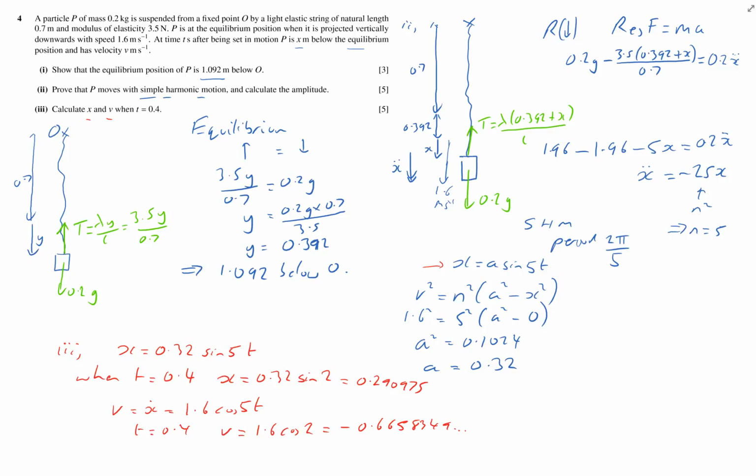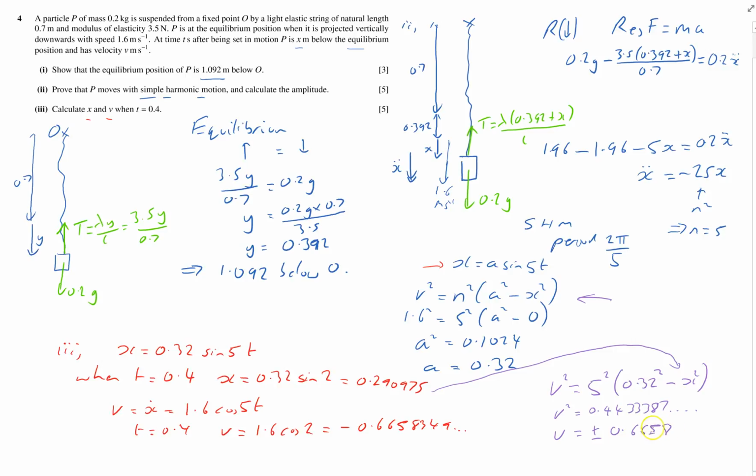I'll do in purple another way you could do it. You could of course use the formula, and we could do it like this. We get v squared equals n squared, which is 5 squared, times a squared, which is 0.32 squared, take away x squared. And we've worked out here what x is, so we can substitute x in there as 0.29, and it gives us v squared equals 0.4433387. Now we have to square root it, and when we square root this, we're going to get plus or minus 0.6658, etc. Same numbers we've got here.